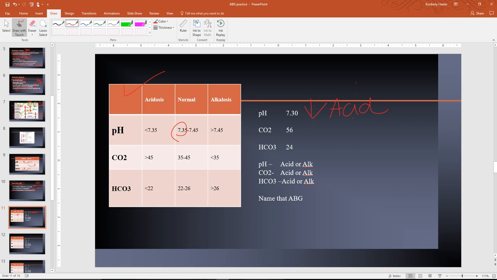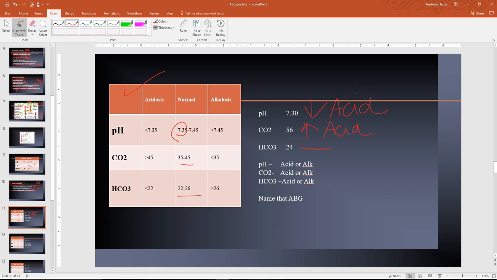So our CO2 levels, normal is 35 to 45. We can see that 56 is too high. And that's what? Acidotic, right? Too much CO2 is too much acid, so that's an acidotic state. Now, our bicarb, we're going to look at bicarb: normal, high, or low? It falls within the normal limits. So we know that our bicarb is normal.